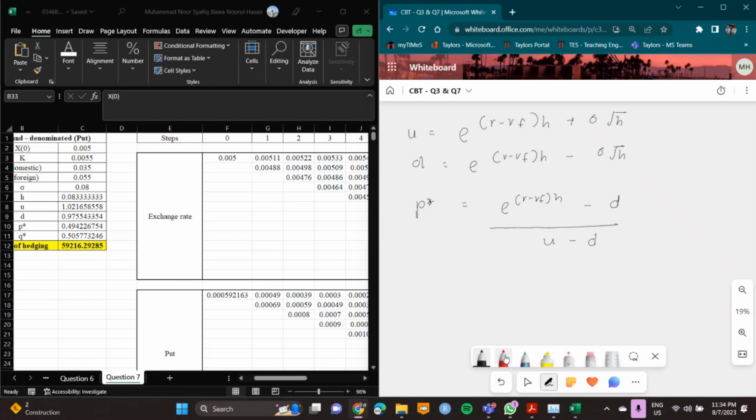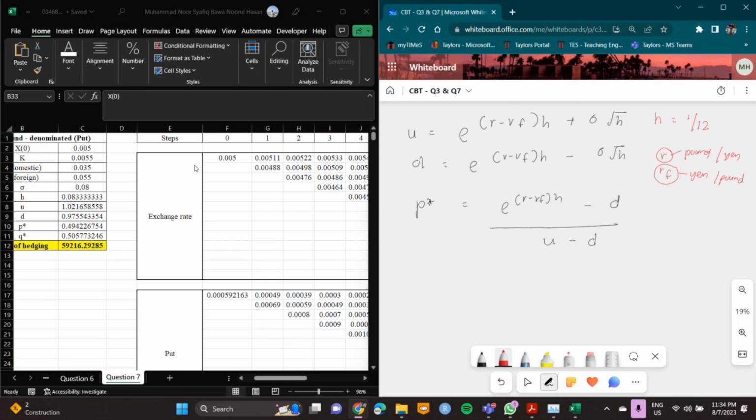This is a 12-period binomial tree, so our h is equal to 1 over 12. And of course, our r and rf will change depending on whether it is pound denominated or yen denominated. If it's pound denominated, r is for pound and the foreign is yen. If it's vice versa, it's yen and pound.